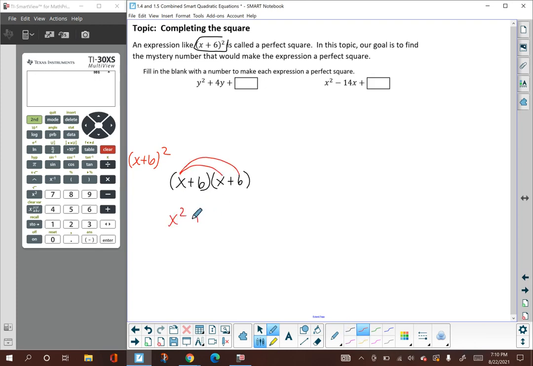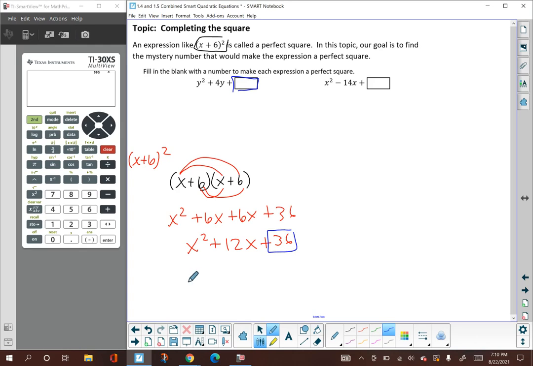multiply it out, plus 36. We get x squared plus 12x plus 36. And maybe you're thinking to yourself, what does that have to do with this topic? Well, what we have is, in this goal, our topic is to find the mystery number at the end that would make each of these expressions a perfect square.